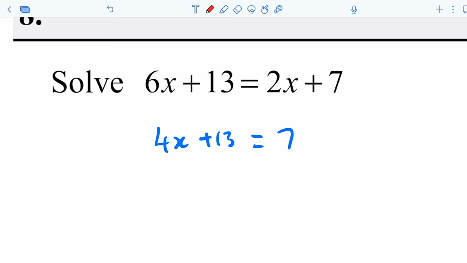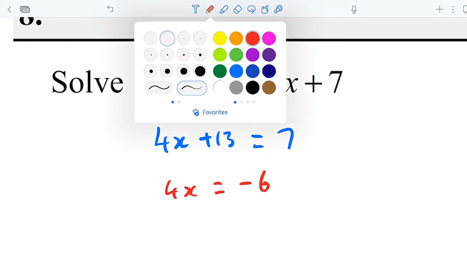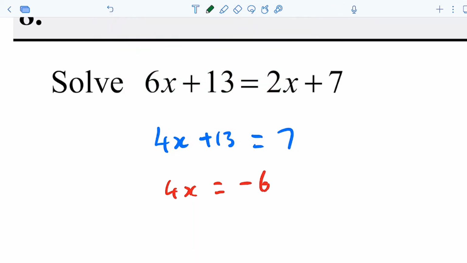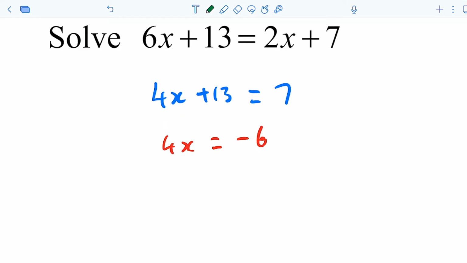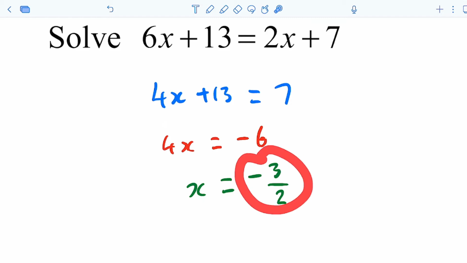So we just need to get the x term on its own. So we take 13 away from both sides to get 4x is now equal to negative 6. And the final step is to isolate x to be on its own. So dividing both sides by 4, we get x is equal to negative 6 over 4, which is the same as negative 3 over 2. Now just something to note, you can leave your answer like this, which is fine, or you could convert it to a decimal, so this would be negative 1.5.